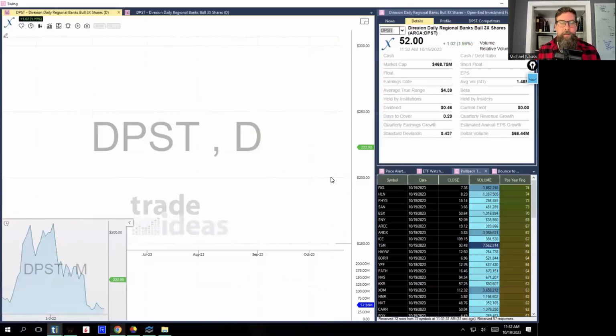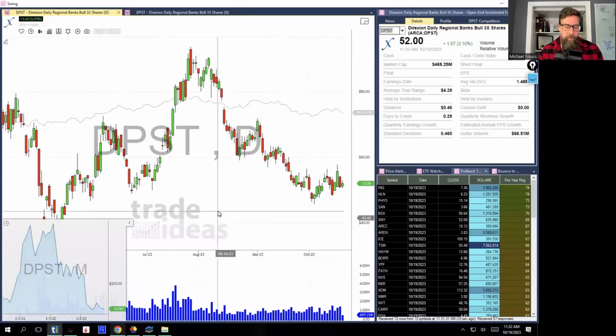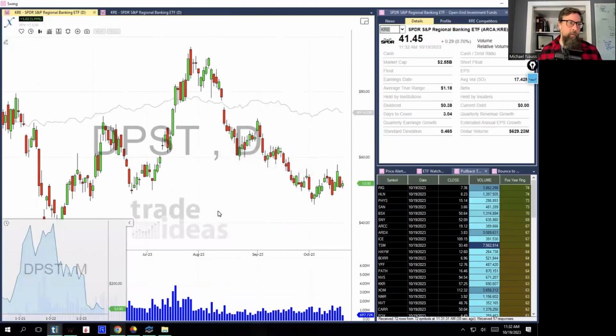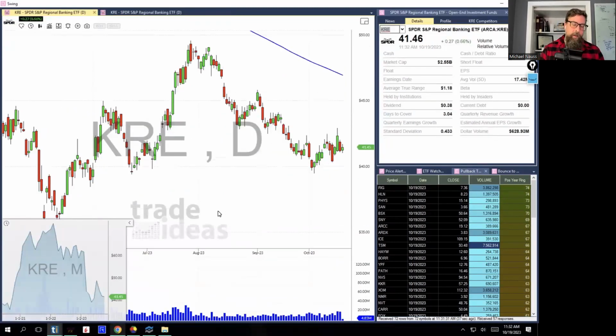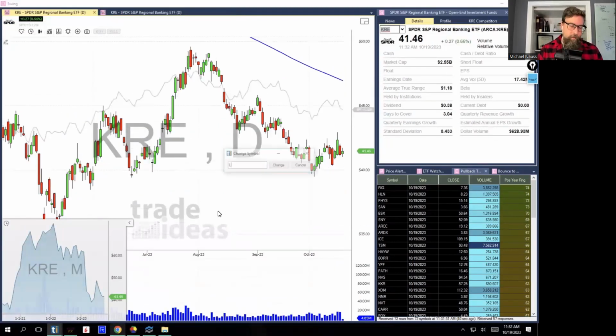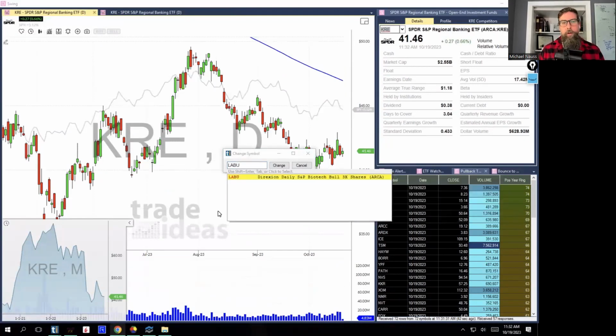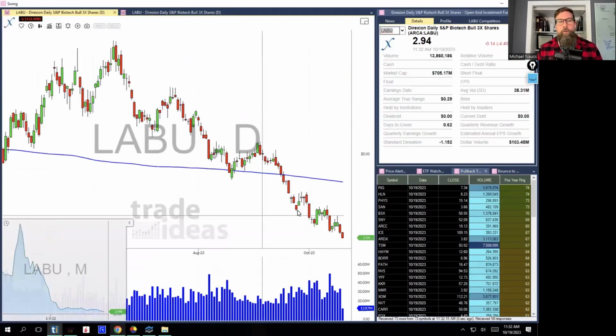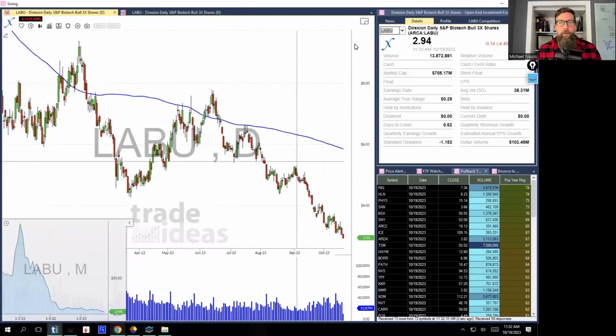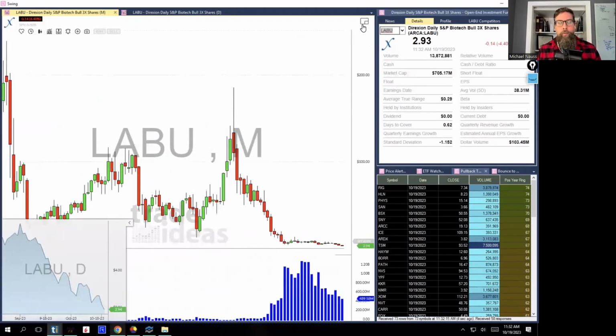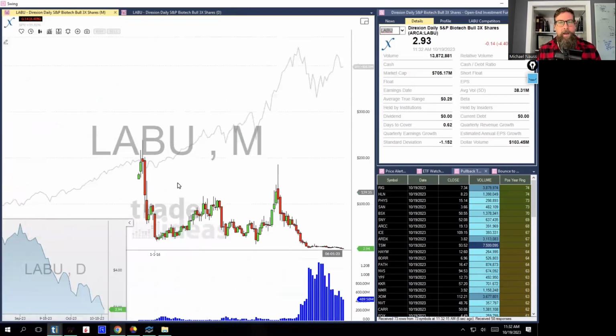Regional banks 3 times bull. Ooh, careful. I'm going to do KRE, because this will be the same thing. No, let me actually, I always want to look at LABU. I always just want to show this chart. I like showing LABU a lot, just to show you that these 3 times indexes are actually made to go down over time. So this is a monthly chart of LABU, which is 3 times direction, 3 times biotech, right?